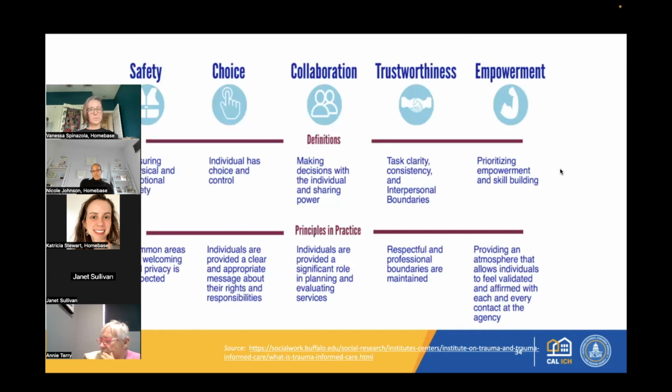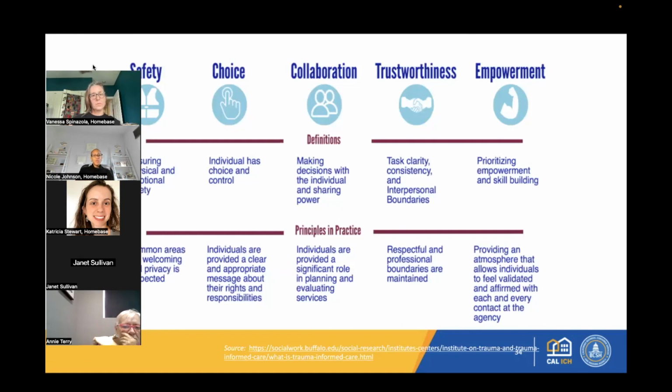So I love this graphic because it gives me a little bit of help in remembering the principles on a very real and practical level. So for example, for safety, we have the definition, ensuring physical and emotional safety. And the principle that goes along with that, common areas are welcoming and privacy is respected. Super simple, something that we can implement in our offices, out in the field, just in our day-to-day interactions. It gives you an example of how incorporating these principles can be applied on a very basic level. We can go to the next slide, please.